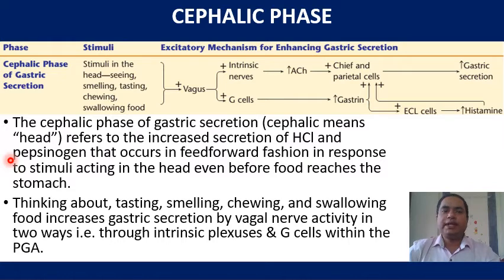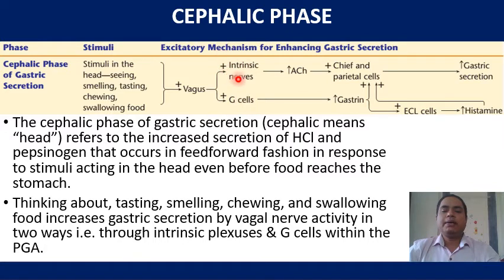So when we think about the food, when we taste a food, when we smell a food, when we chew the food, or when we swallow the food, that increases the gastric secretion by the vagal nerve pathway. The vagus nerve is stimulated by this stimulus, and it activates the intrinsic plexus as well as the G cell.